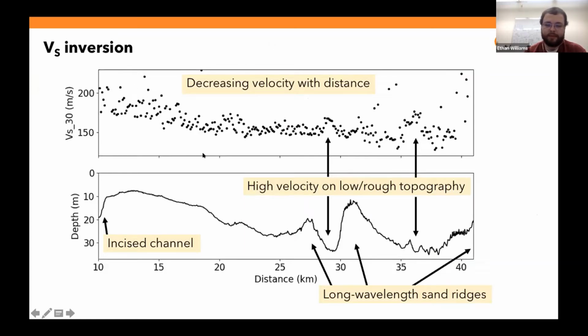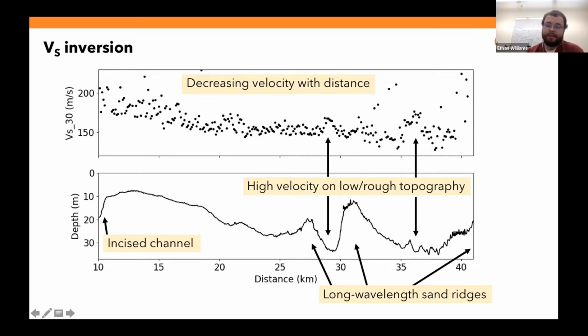If we plot VS30 as a useful metric, we can see the decreasing velocity with distance as the shallowest, thicker, more consolidated sands pinch out. And then here, as we see the incision in between these sandbanks into the deeper Eocene clays, we can see some velocity anomalies associated with them.